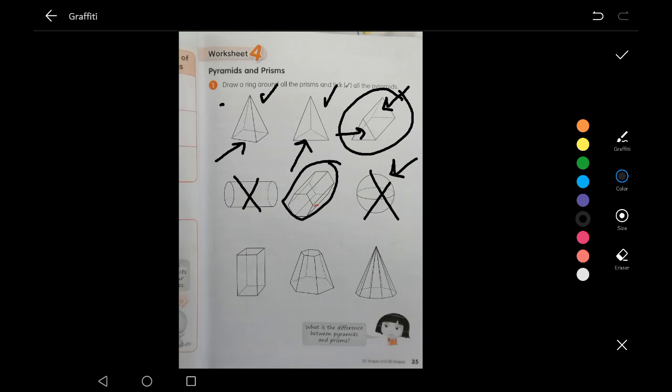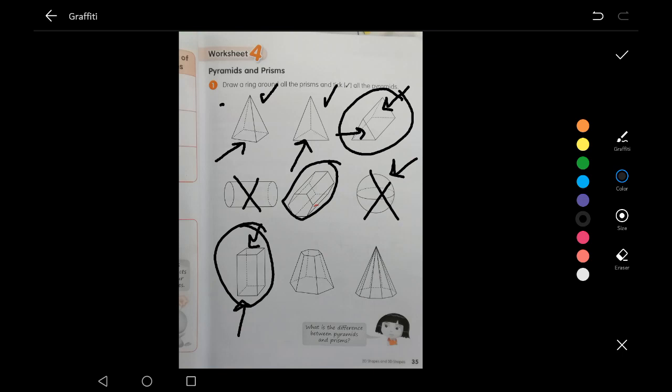The seventh shape here, it has two bases, 1, 2, which are squares. And what about all of the other faces? All of the other faces are rectangles. So the two conditions of a prism are ticked. We have two bases and all of the other faces are rectangles. So is this a prism or pyramid? It is a prism. So draw a ring around it.